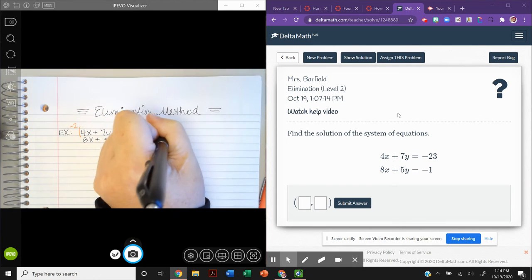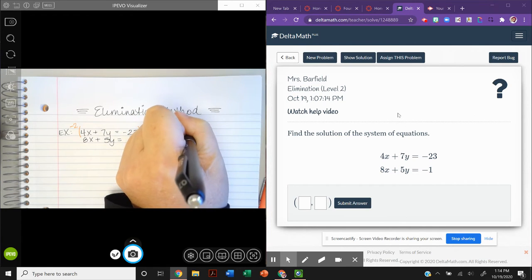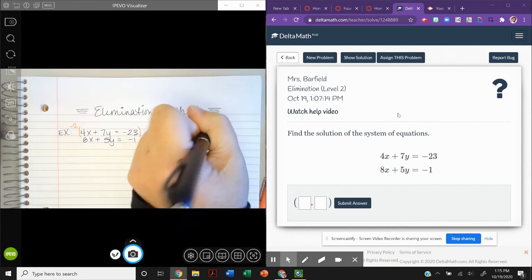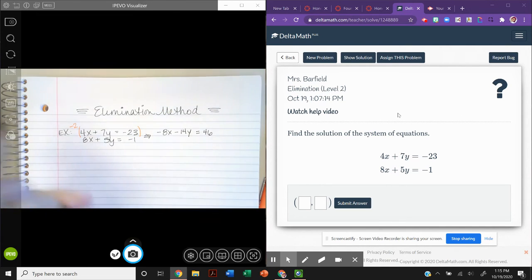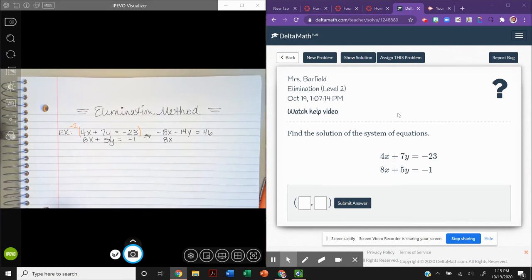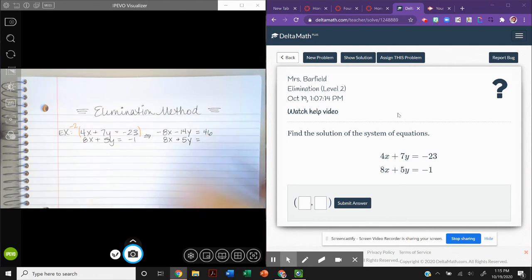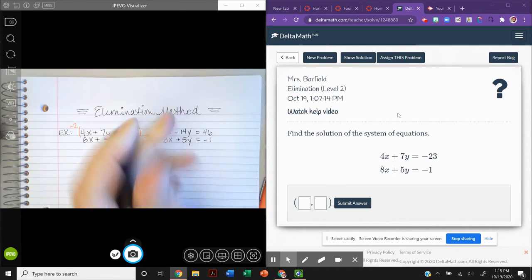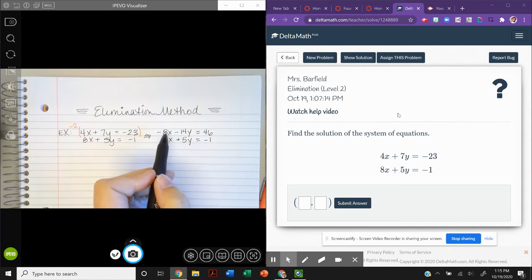Well, I now get negative 8x minus 14y equals positive 46. And I'm going to recopy the second equation, because I didn't say I had to multiply both equations by negative 2. I just was picking the first one. 8x plus 5y equals negative 1. Now, some of you may have looked at it and thought, oh, I know exactly what she did and why she did it. Well, look what happens here.